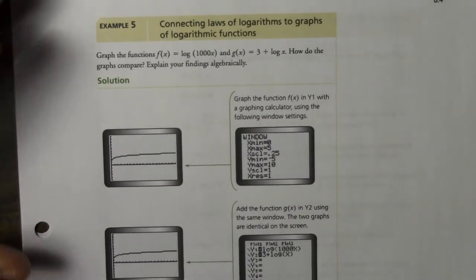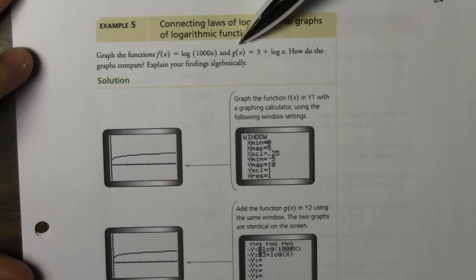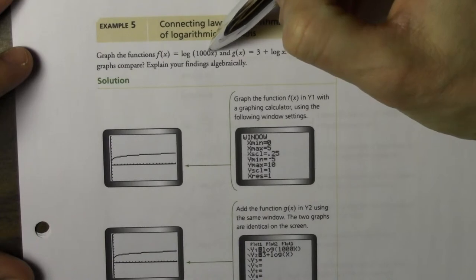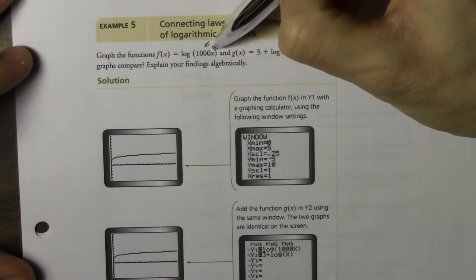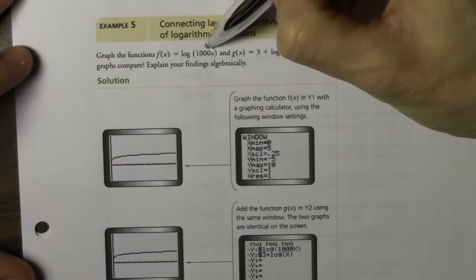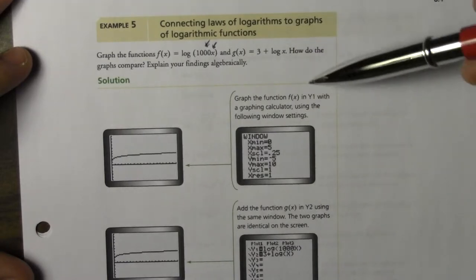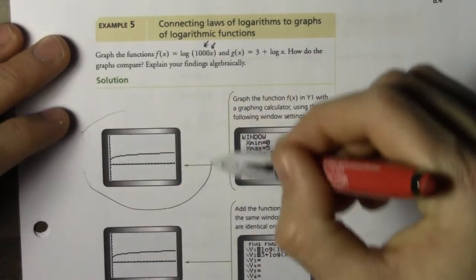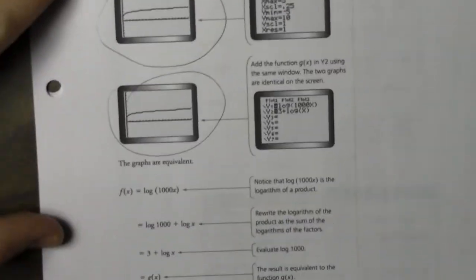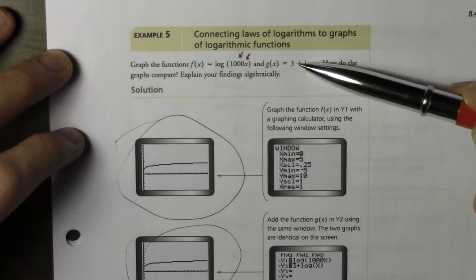Example 5. It says graph the function f(x) equals log 1000x and g(x) equals 3 plus log x. So be careful here. Realize that there are two terms here. There's 1000 and there's x. Okay, so we can actually separate those two terms based on what we've learned now. This is 1000 times x, right? It says how do the graphs compare? So what they find is when they graph them, they get identical graphs. Okay, the graphs are exactly the same for this function and this function.